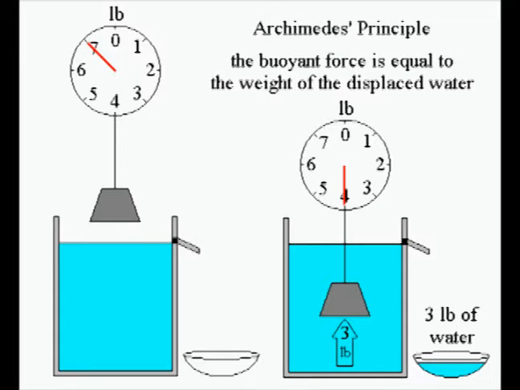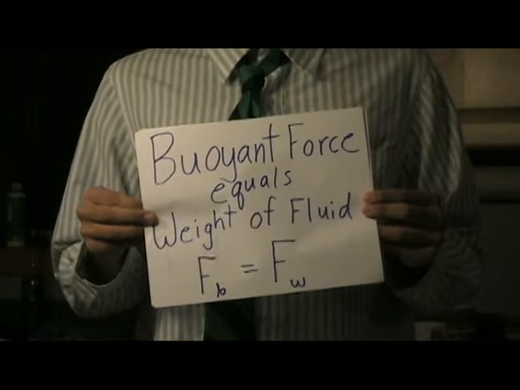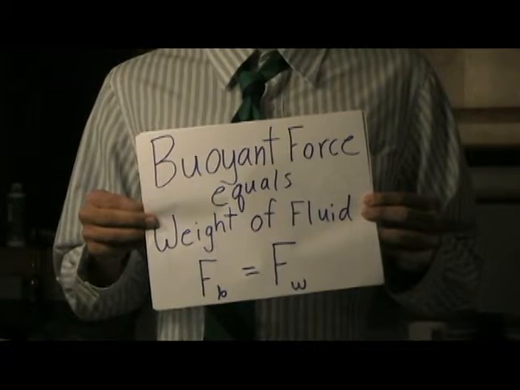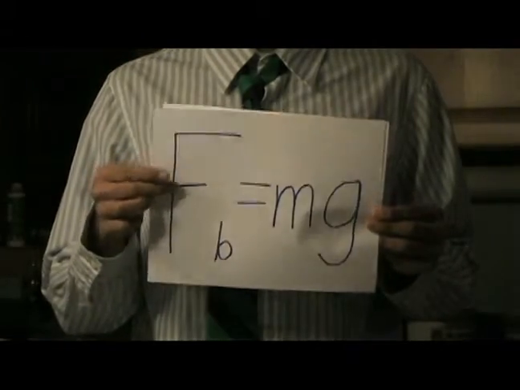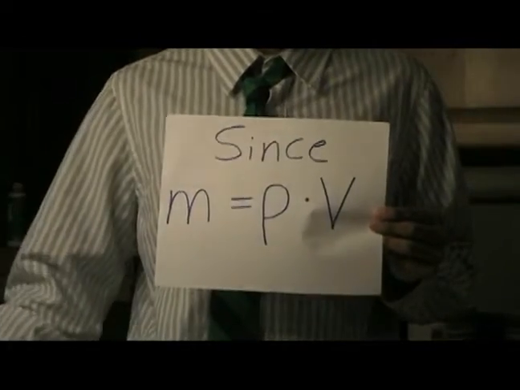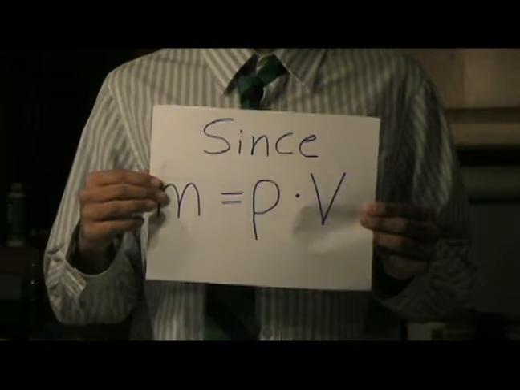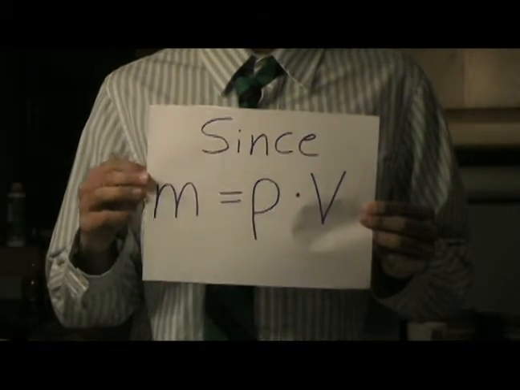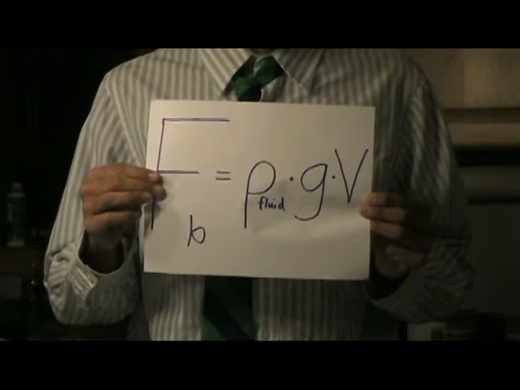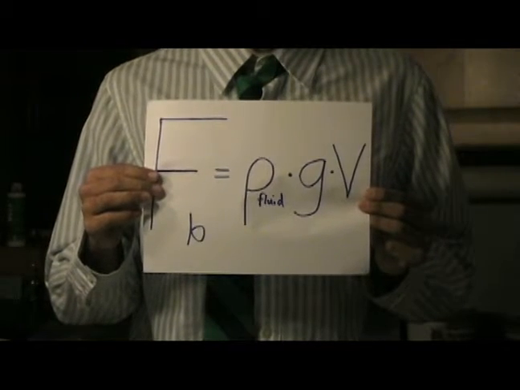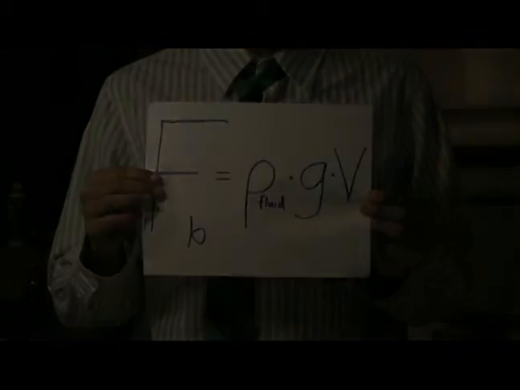The buoyant force on an object, partially or fully submerged in water, is equal to the weight of the fluid displaced by the object. Since the buoyant force, Fb, equals the weight of the displaced fluid, it equals the mass of the fluid times gravity. Since mass equals density times volume, we can substitute this in to get the final equation. Buoyant force equals density of the fluid times gravity times volume.